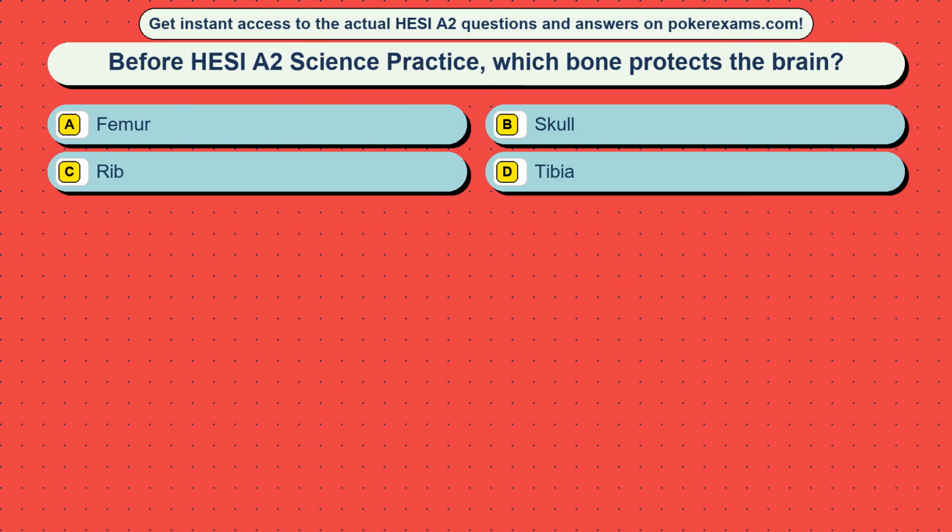Question 25. Before HESI A2 Science Practice, which bone protects the brain? Option A, femur. Option B, skull.